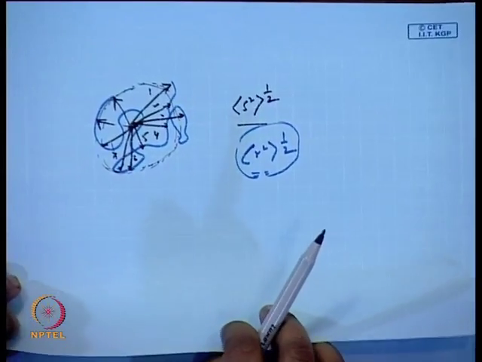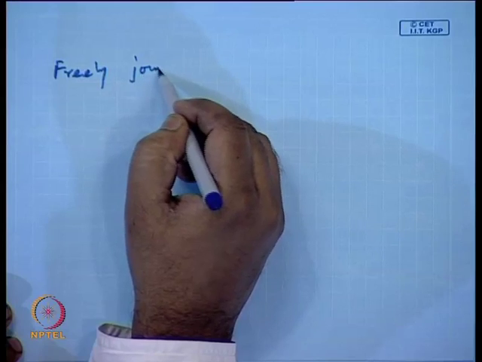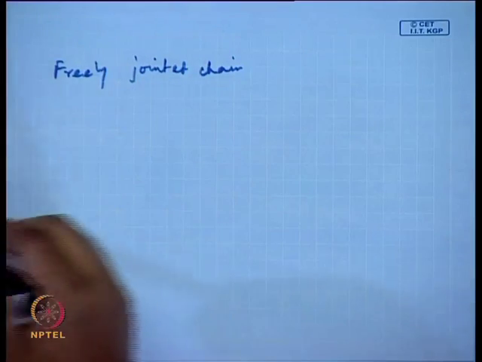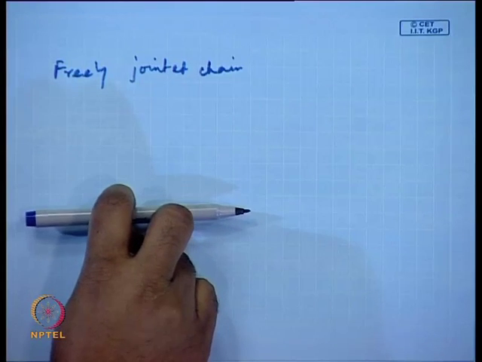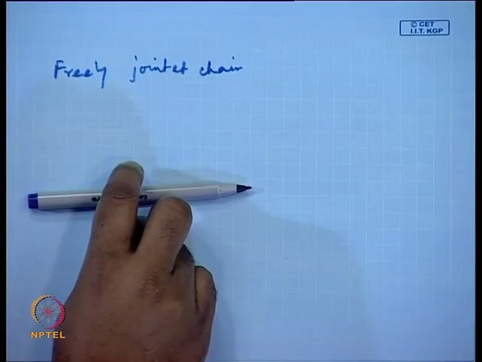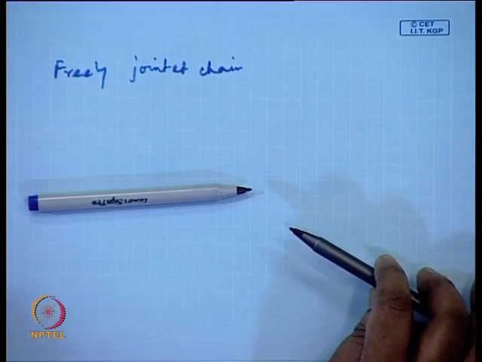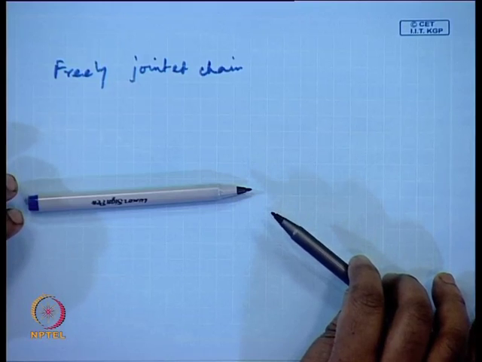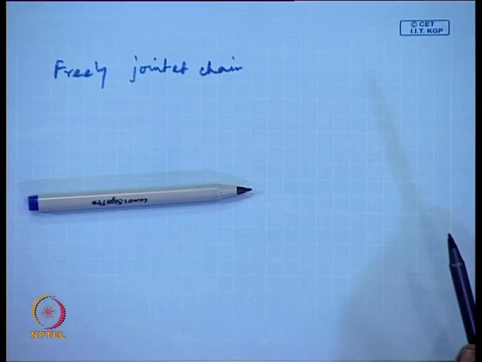Now, let us first consider the simplest, very simple model, where you have a freely jointed chain with no restriction. So, if you have bonds, you have no restriction. If you consider this as one bond, then the other bond you can place anywhere without any restriction of bond angle or rotational restriction between them.